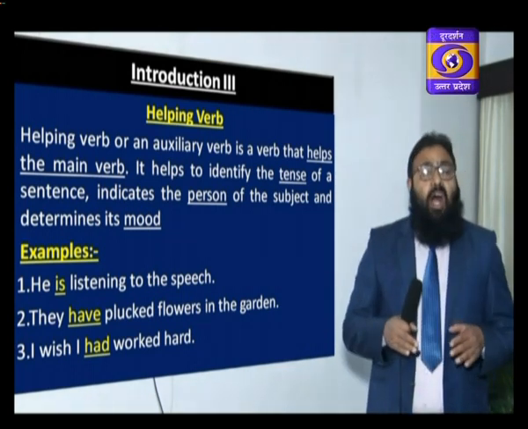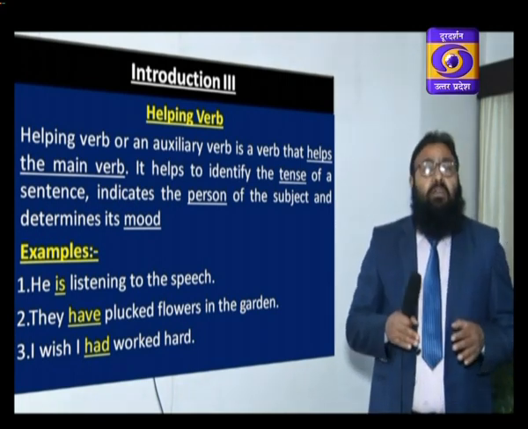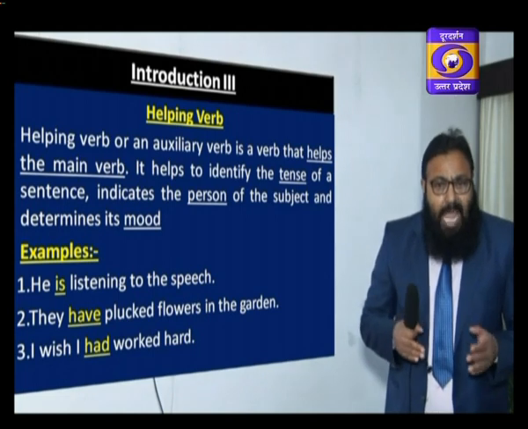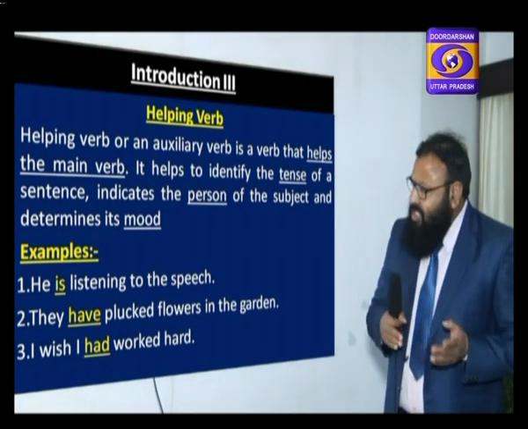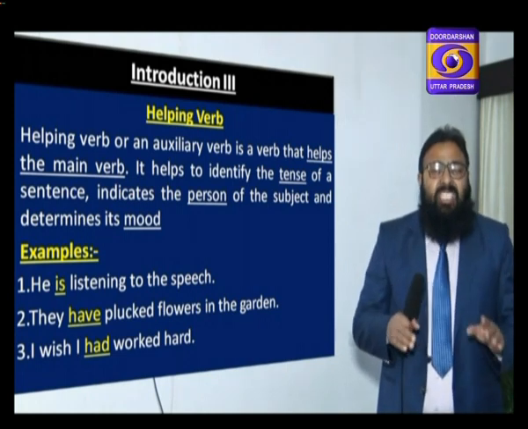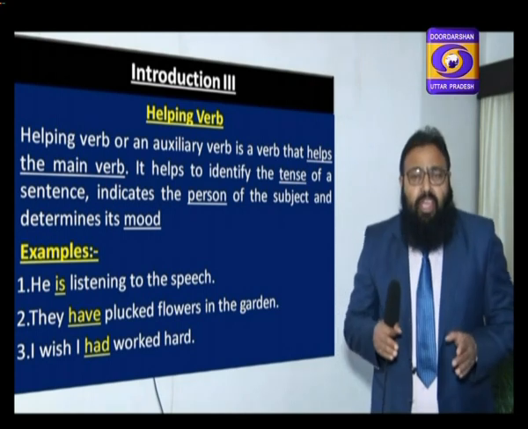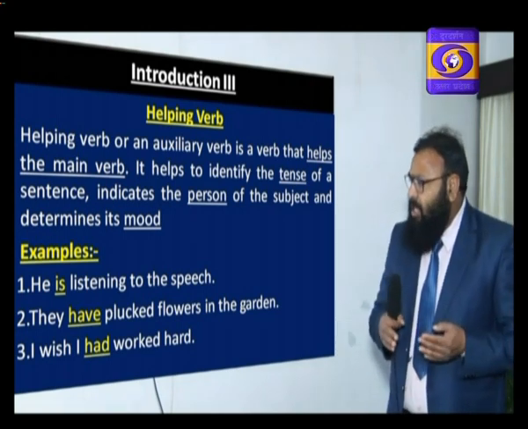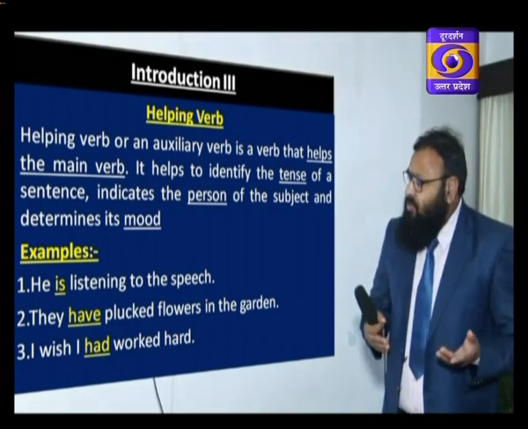I wish I had worked hard. Now had is also helping us to determine the mood of this sentence, that it is in the subjunctive mood. Here it is wishful thinking. I haven't worked hard. I'm simply wishing I had worked hard.